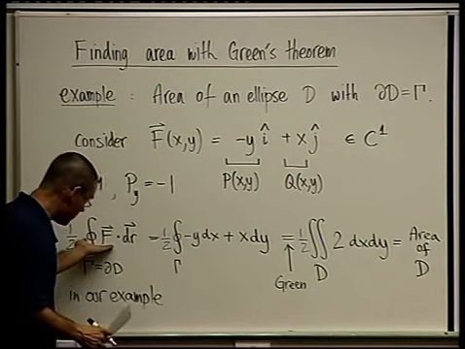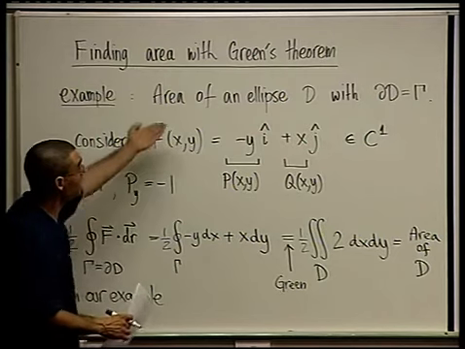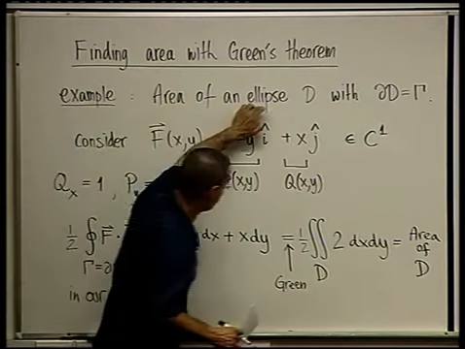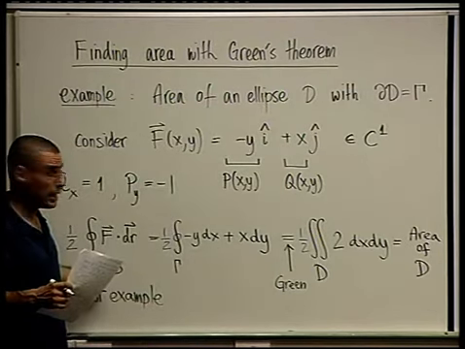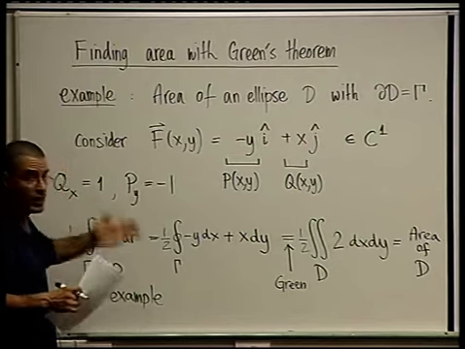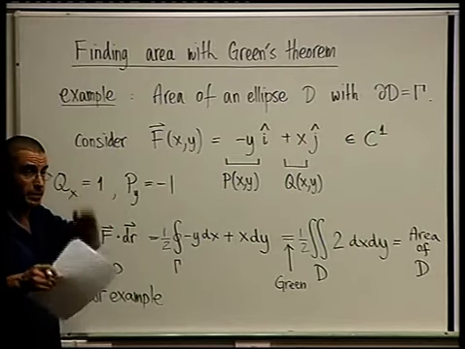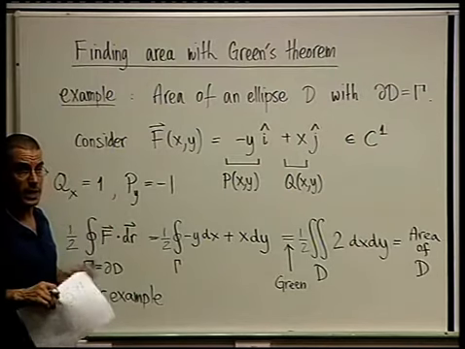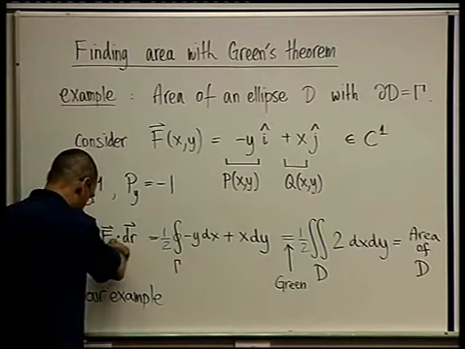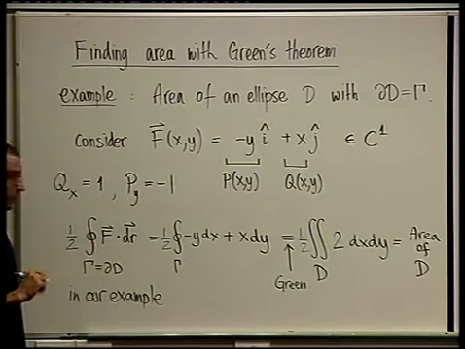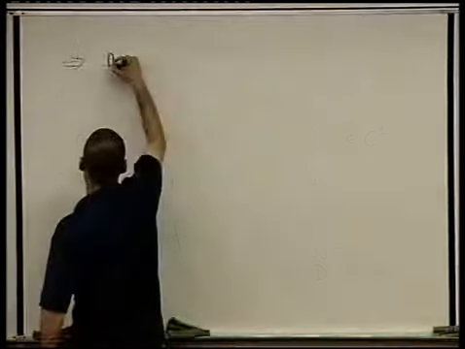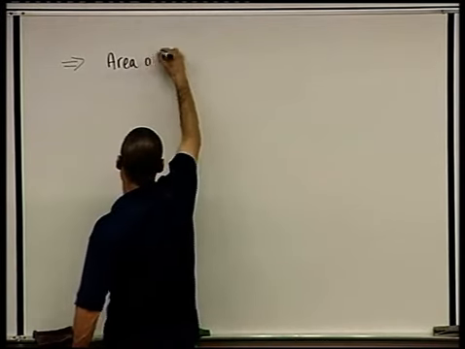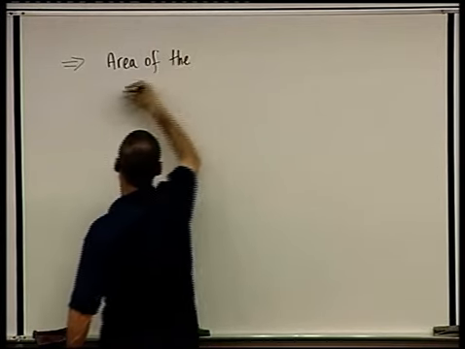So in our example, I need to calculate this integral over the ellipse. I need to find a parametrization for the ellipse, right? And then calculate all the details: F of x of t, y of t, dot r prime of t, dt. So let's do that.